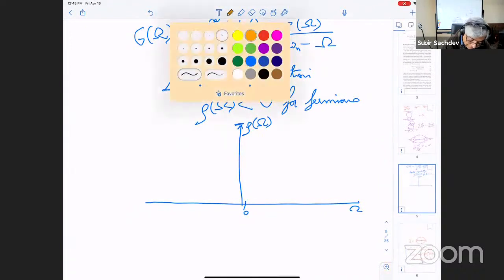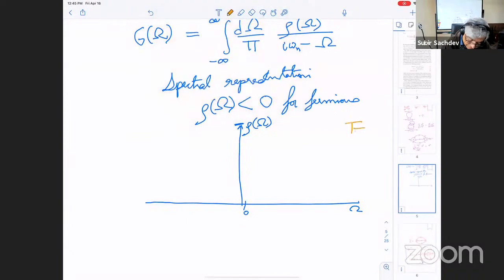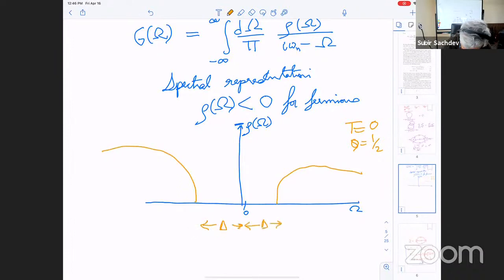So one possibility: at T equals zero, we're going to work at T equals zero, and even at q equals 1/2, particle symmetric, so it's an even function of omega. The argument goes through even if it's not even, but let's make life simple. So if it's even, let's assume it has a gap, meaning it's zero for a while, and then it's non-zero, something like this. This is the kind of thing you might find in a superconductor. There's a gap delta here. So let's assume there's a gap for G of omega.